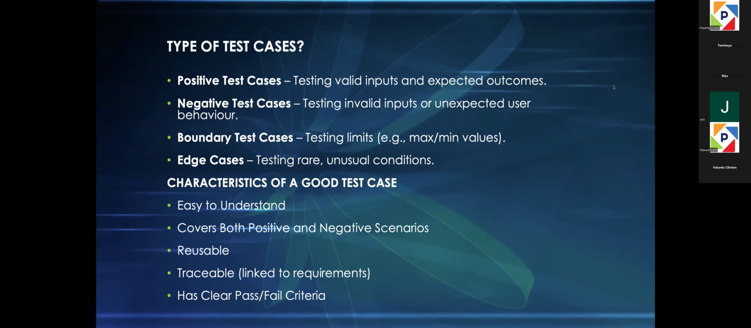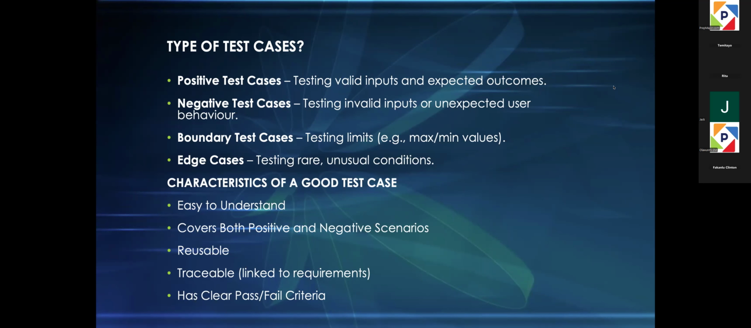Then you have boundary test cases, which is testing limits, e.g. maximum or minimum values, and edge cases, testing rare and unusual conditions. And then furthermore, we have characteristics of a good test case, easy to understand. This is the purpose of a good test case. It covers both positive and negative scenarios, and you can reuse it. That's the good thing about it.